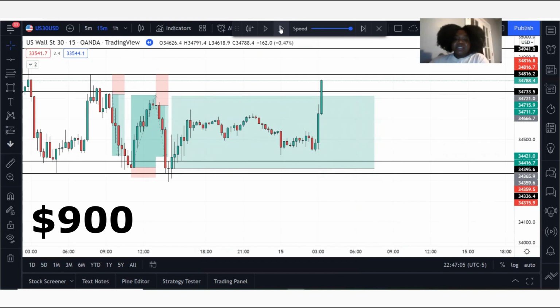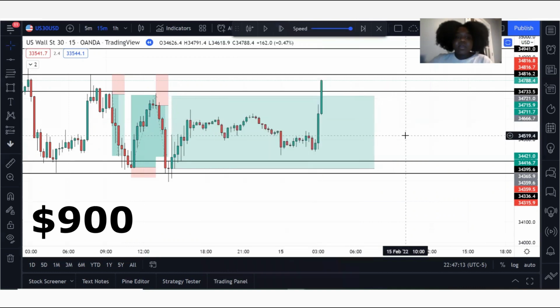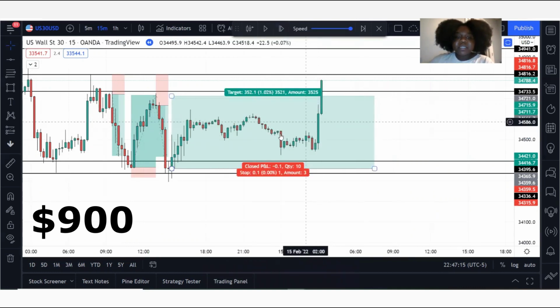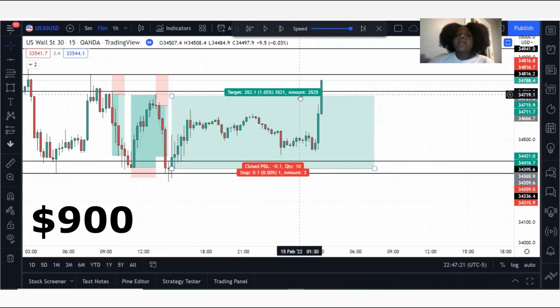Oh, that's a really, really nice looking candle too. All right, so boom. We hit TP. Definitely hit TP. It's not showing right here because I moved my stop loss to entry and it's kind of like, okay, well, technically we wicked out, but we hit TP for 350.